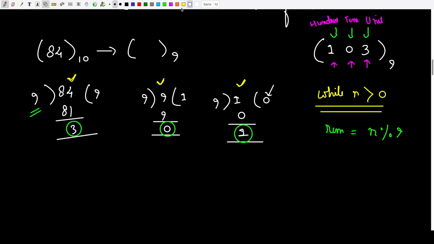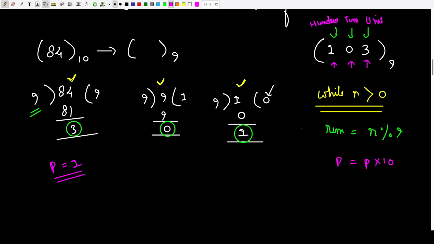So to begin with, we are going to take a p which is equal to 1, which typically represents the unit place. And once we go on to the next iteration of the loop, p will be updated to p into 10 so that we can come to the tens place. And in the next iteration, again p will be multiplied by 10, which will move our p to the hundreds place, and so on. And in this way, we will be able to represent a number in base 9.